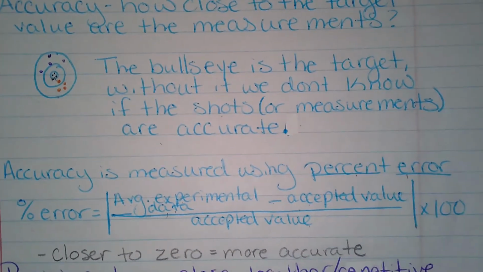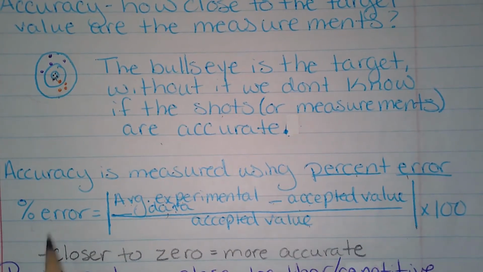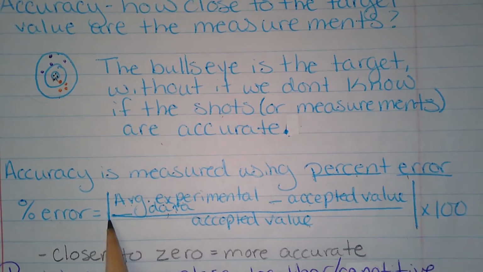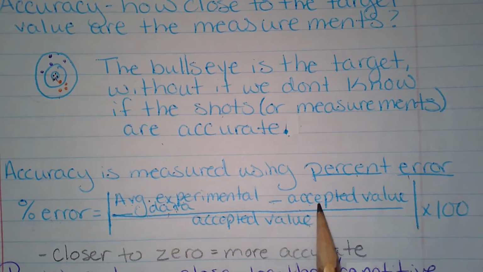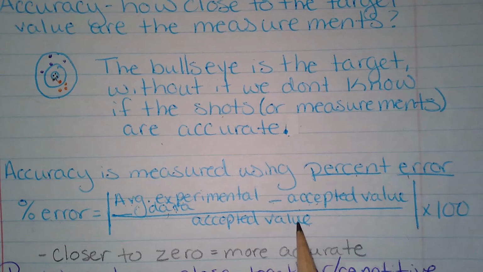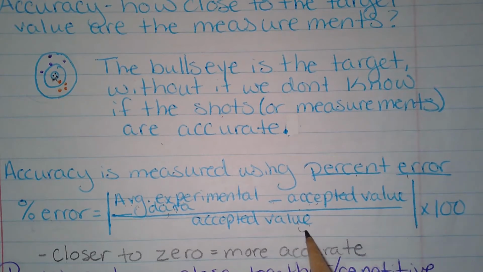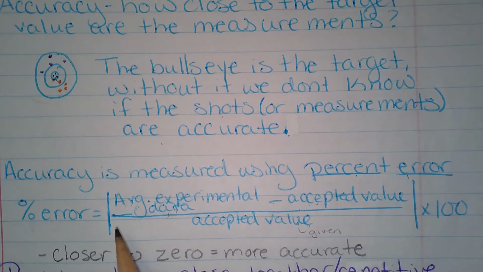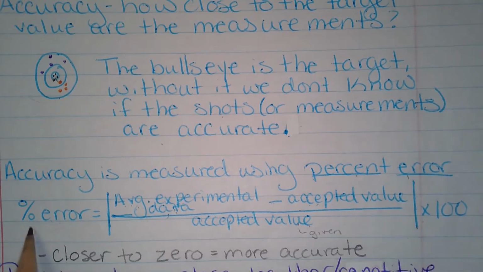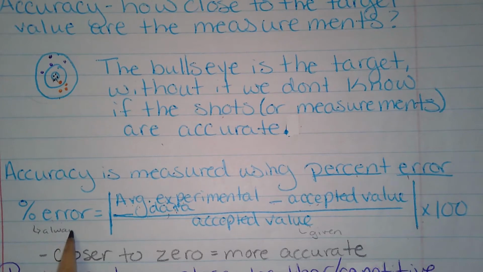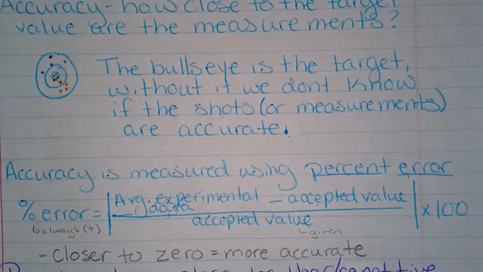In chemistry, accuracy is measured using percent error. Percent error is calculated using the absolute value of your average experimental data minus the accepted value, divided by your accepted value. The accepted value is always going to be given to you, usually by me. Because this is an absolute value, your percent error is always going to be positive. The closer your percent error is to 0, the more accurate your data is going to be.